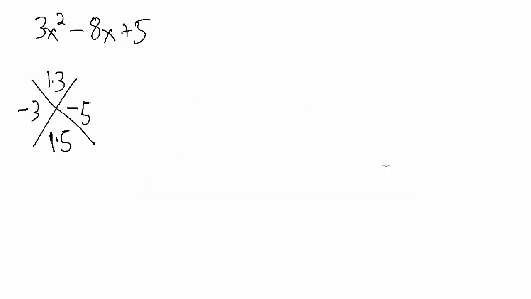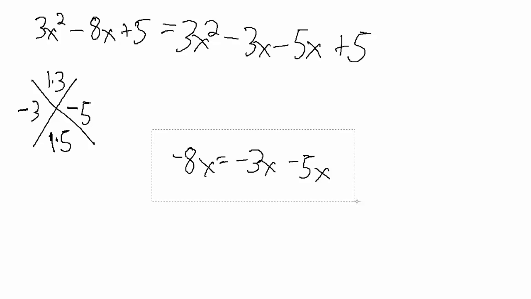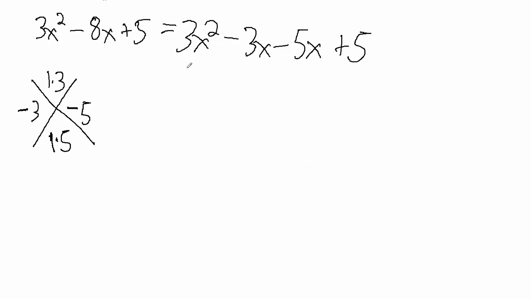Let's go ahead and erase this. Now we're going to use the negative 3 and the negative 5 to split up the negative 8x here. So negative 8x equals negative 3x minus 5x. Then this quadratic expression becomes 3x squared minus 3x minus 5x, and then plus 5 is still plus 5. Now, again, we're just going to factor by grouping. We're going to group these two together, and then these two together, and separately factor.